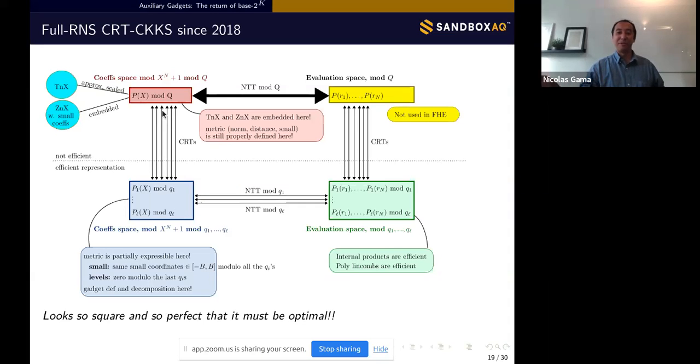It's so beautiful, so square. We have CRT on one hand, NTT modulo the same modulus. If we want fast multiplication modulo X^N + 1, we do the NTT. And if we are in coefficient space, we can use the CRT representation to do the gadget decomposition efficiently, etc. So it was so square and looked so perfect that we really thought it was optimal.